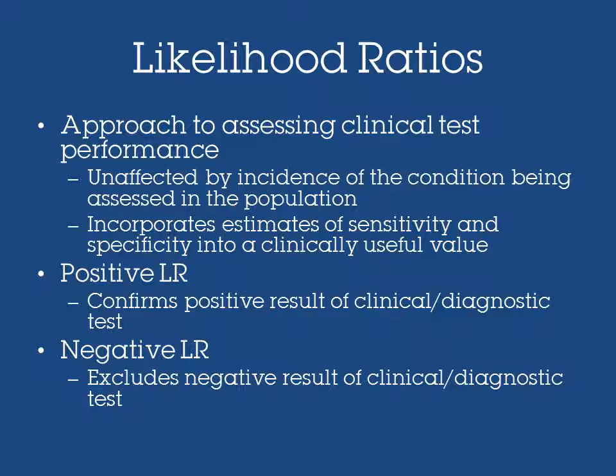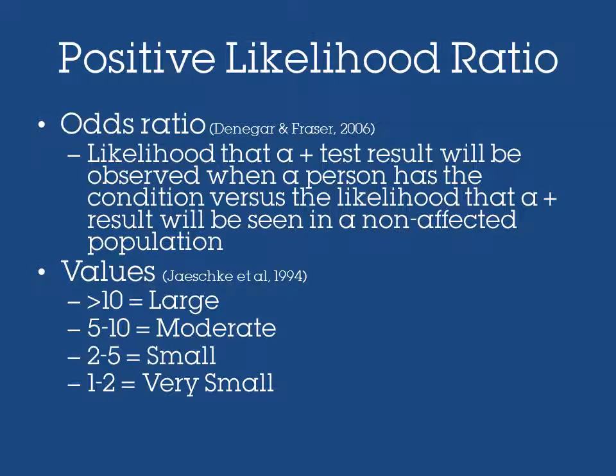When we look at a positive likelihood ratio, this confirms a positive result of a clinical or diagnostic test, and vice versa. A negative likelihood ratio excludes a negative result of clinical and diagnostic tests. In a little more depth, positive likelihood ratio is the likelihood that a positive test will be observed when a person has the condition versus the likelihood that a positive result will be seen in a non-affected population.